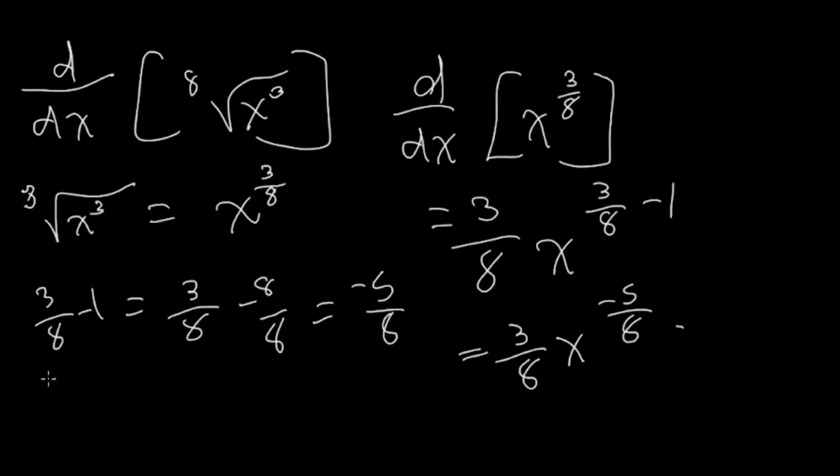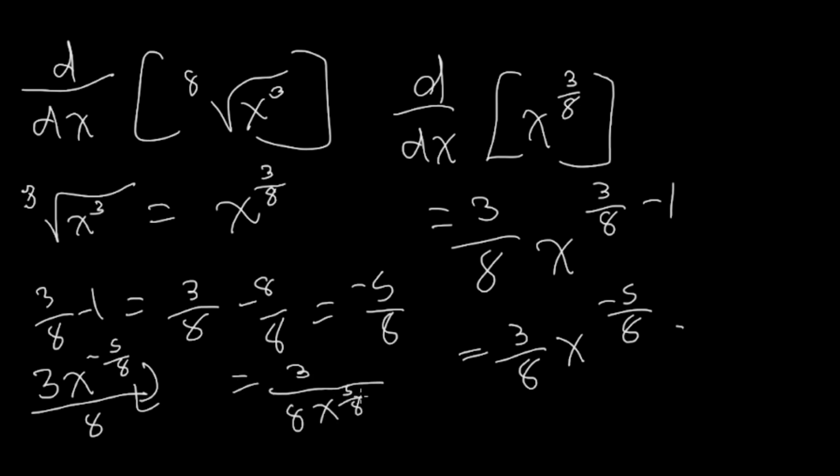And that can be written as 3 times x to the power of negative 5 over 8, all over 8. We bring the x down to get rid of the negative exponent, and so we get 3 over 8 times x to the power of 5 over 8. So the derivative of the 8th root of x to the power of 3 is equivalent to 3 over 8 times x to the power of 5 over 8.